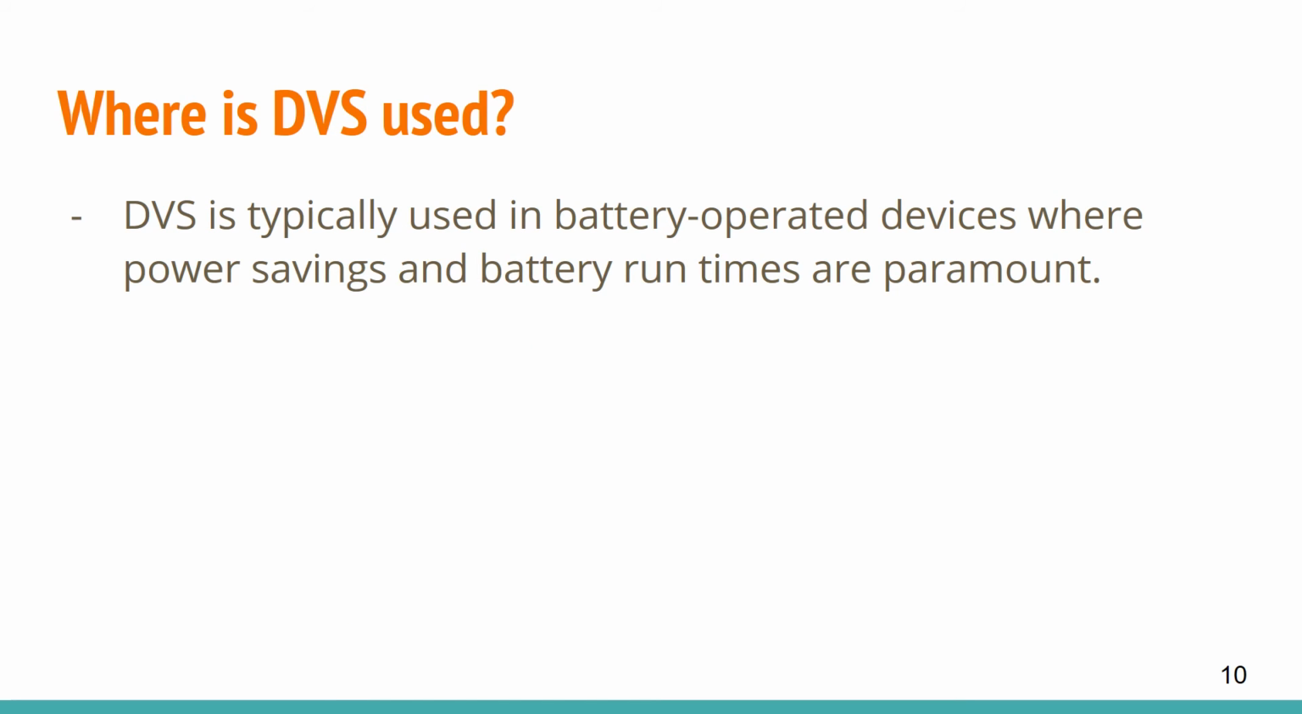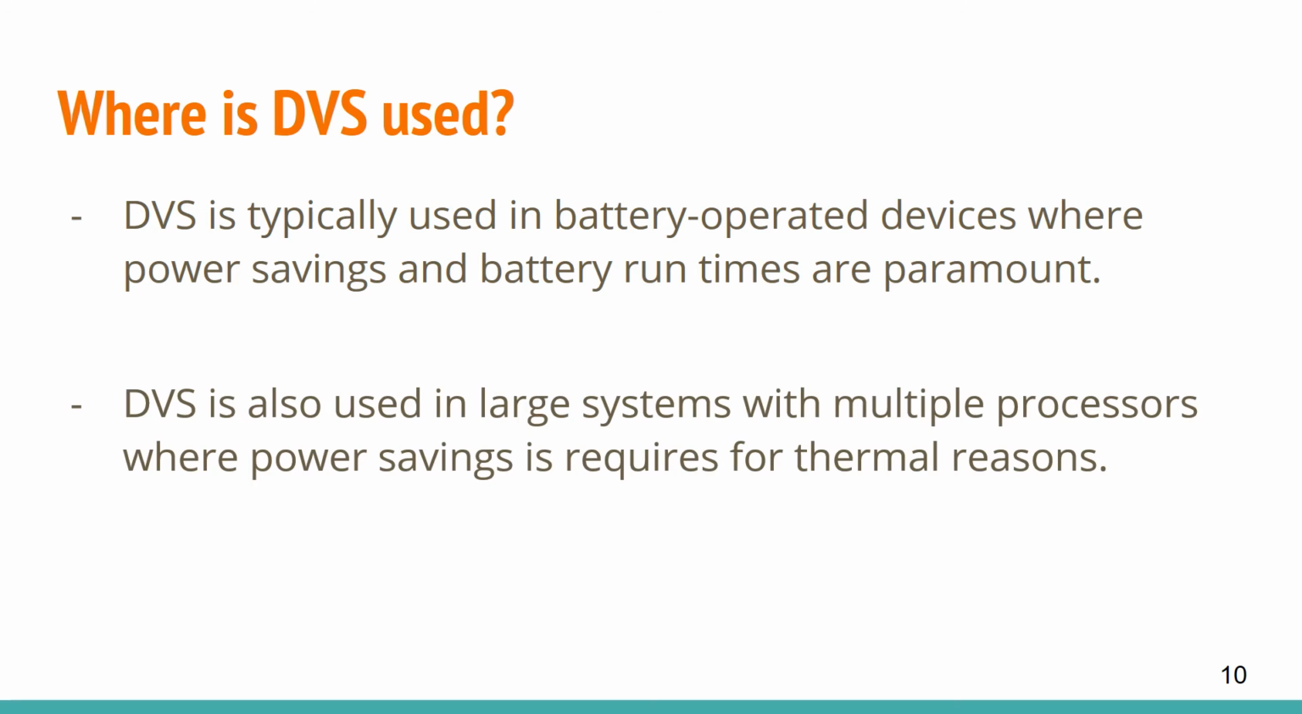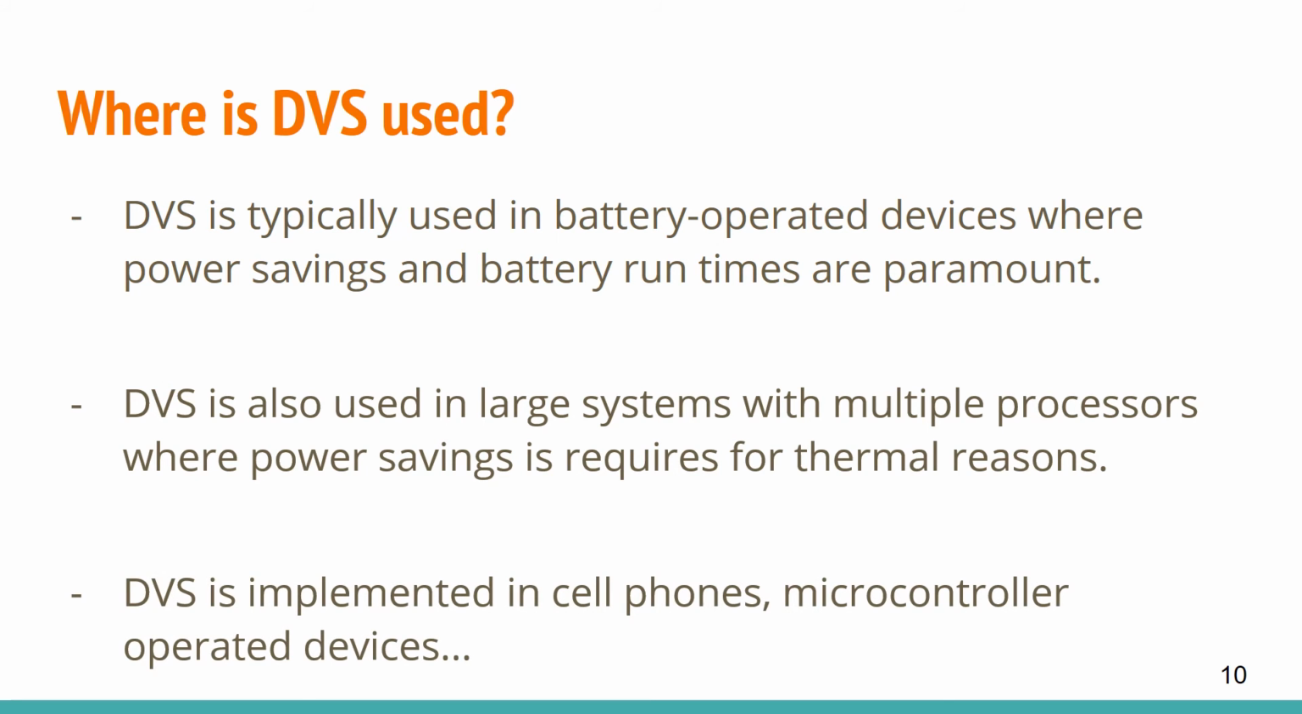Where is DVS used? DVS is typically used in battery-operated devices where power savings and battery run times are paramount. DVS is also used in large systems with multiple processors where power savings is required for thermal reasons. Also, DVS is implemented in cell phones, microcontroller-operated devices, etc.